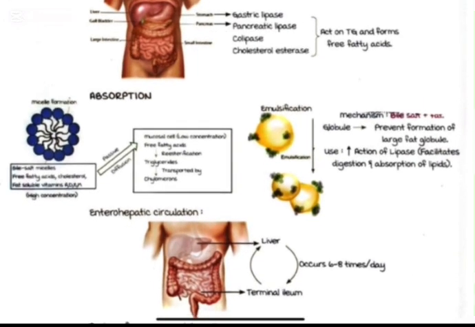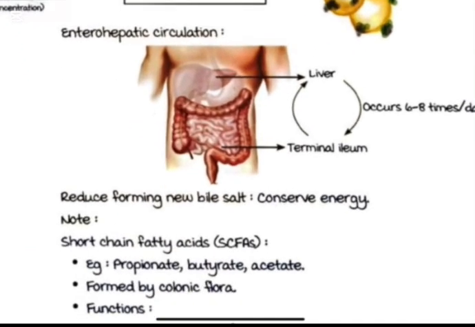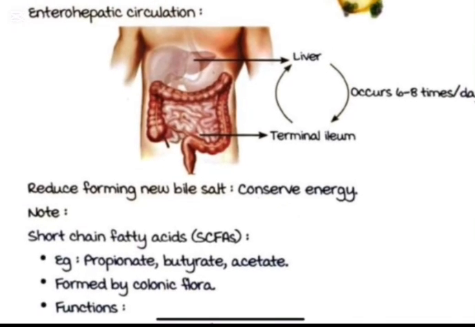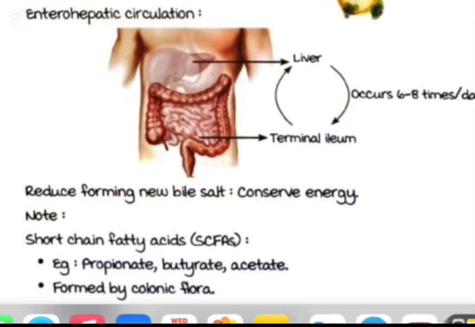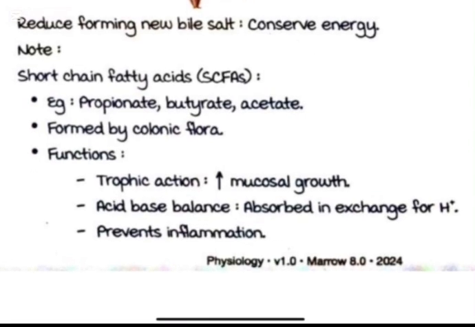Emulsification mechanism. Bile salt plus fat globule prevents formation of large fat globules. This increases the action of lipase and facilitates digestion and absorption of lipids. Enterohepatic circulation between liver and terminal ileum occurs 6 to 8 times a day. It reduces forming new bile salts and conserves energy.